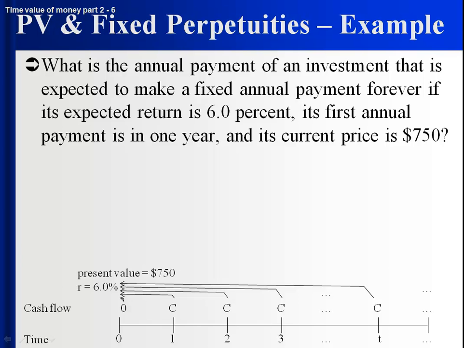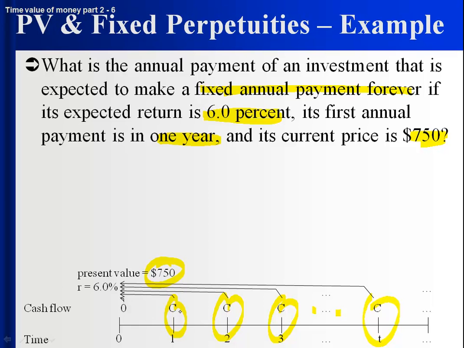Finally, we have an investment. It's going to make fixed annual payments forever, and we want to know what those payments are. What's the amount of that payment if the expected return on the investment is 6%, the first payment's in a year, and the price of the investment is $750? So we've got an investment that's worth $750. We're going to get a payment in a year, and then 2 years, and 3 years, forever and ever. All those payments are fixed.